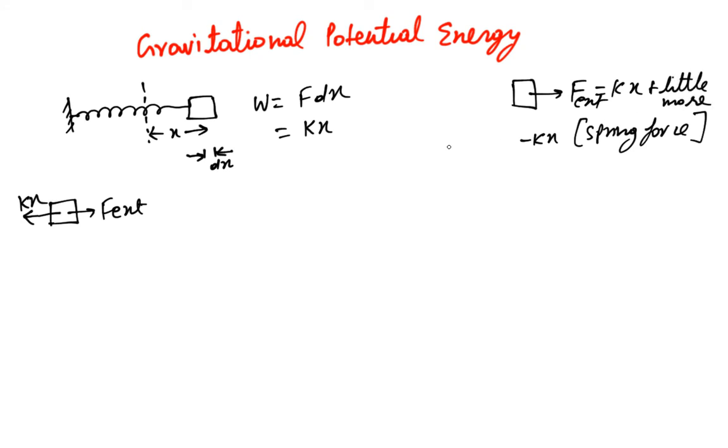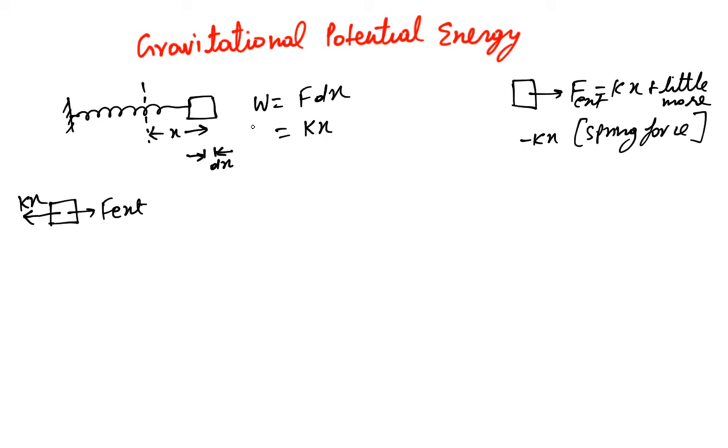We are talking here about how work is done. We are not really talking about what the acceleration of the system is. There is no acceleration in the system. Just F external is a little more than kx, so that it keeps moving the mass forward. And if it moves a distance dx, then this is the amount of work it does. So we are talking about how to calculate. This all comes under the topic of differential calculus, so you need a little understanding of differential calculus to understand what's going on.